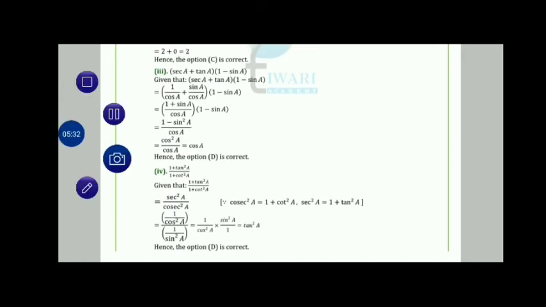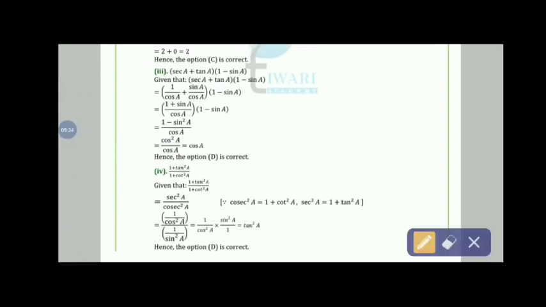In the third and the fourth part, the third part is (sec A plus tan A) into (1 minus sin A). Converting to sin and cos, we get 1 over cos A plus sin A over cos A into 1 minus sin A. So we have 1 plus sin A over cos A into 1 minus sin A. So we have 1 minus sin square A over cos A. So we have cos square A over cos A, which is equal to cos A. That is, D is the correct option.